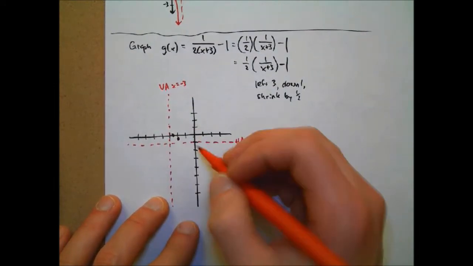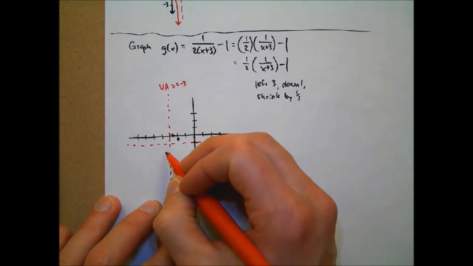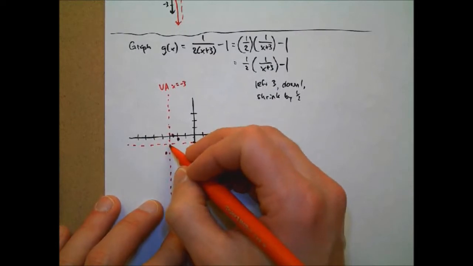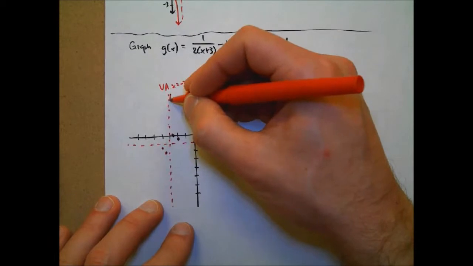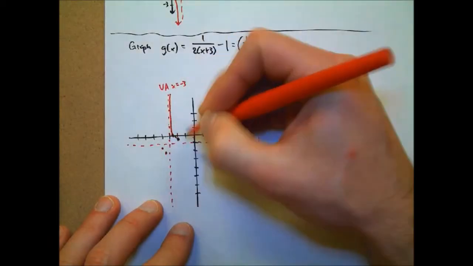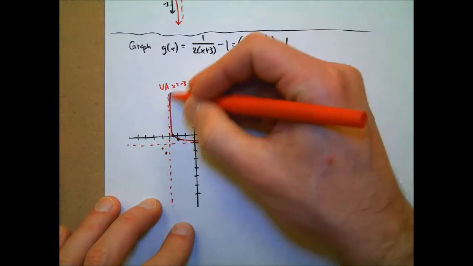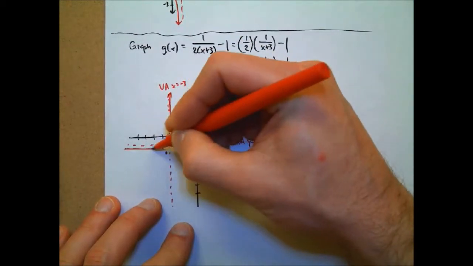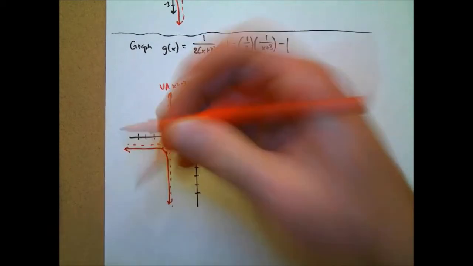And do the same thing here. Left 1/2 and down 1. And then down 1/2 and left 1. You can go something like that. And then just connect the dots, trying not to cross those asymptotes there.